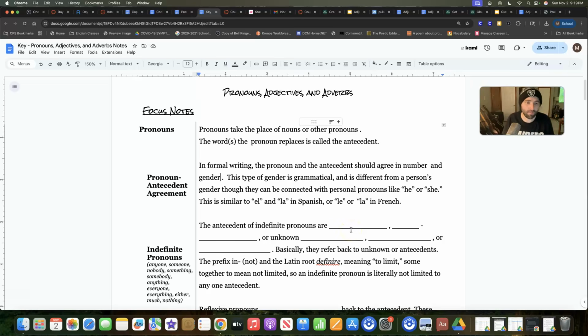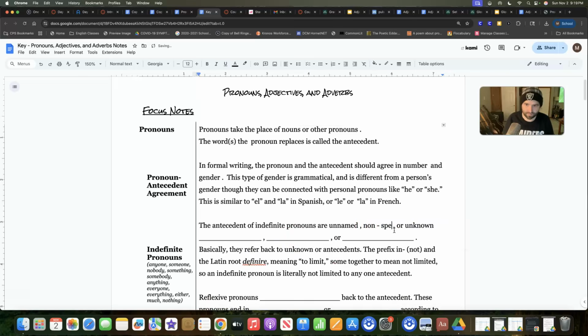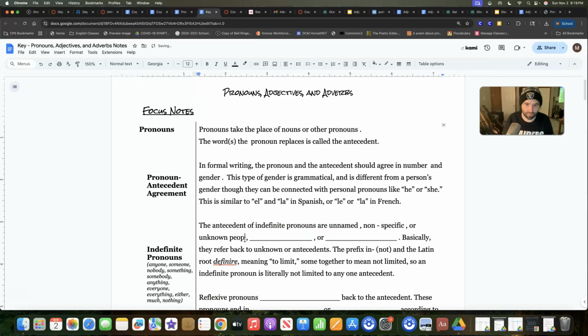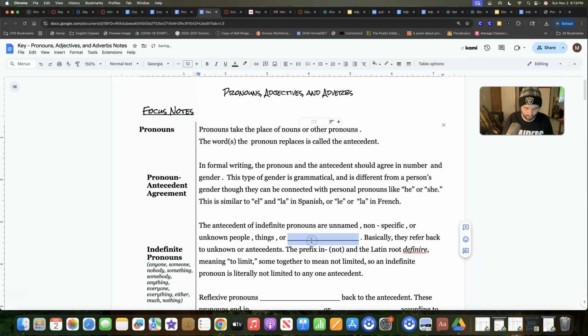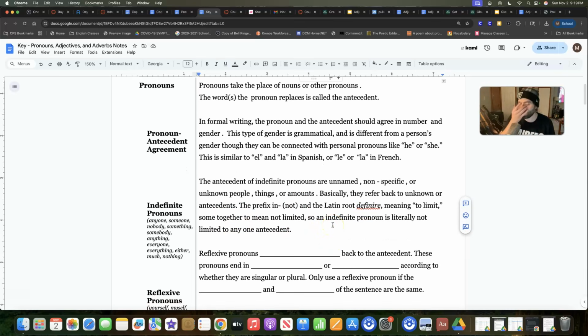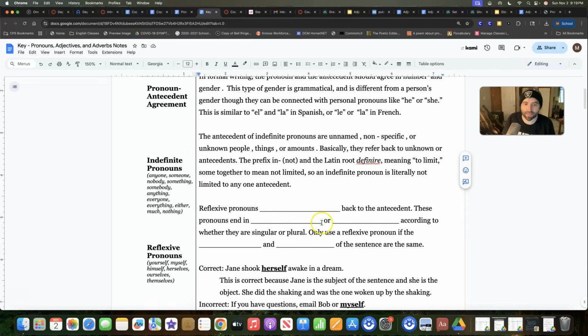The antecedent of indefinite pronouns. Now this is where it can get really tricky. They are unnamed, non-specific or unknown people, places, things or amounts. Basically, they refer back to unknown antecedents. The prefix in means not, and the Latin root definere, meaning to limit, summed together to mean not limited. So an indefinite pronoun is literally not limited to any one antecedent.